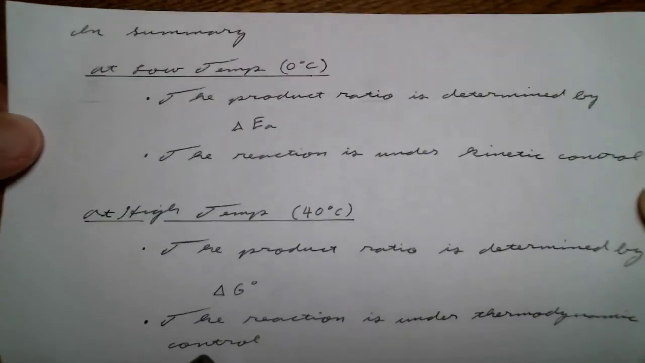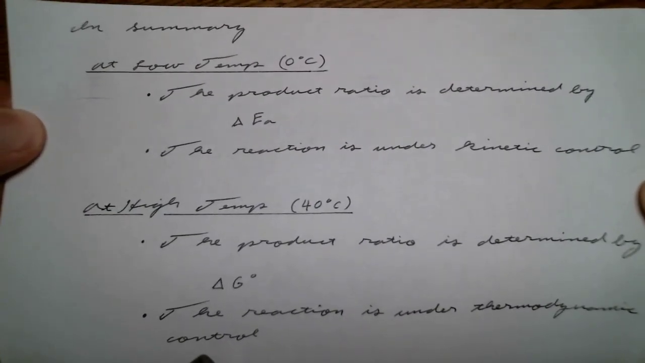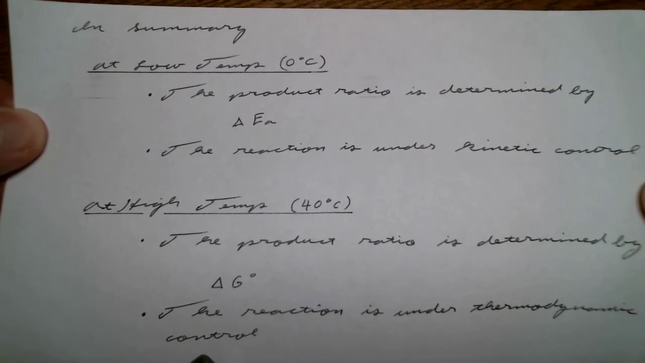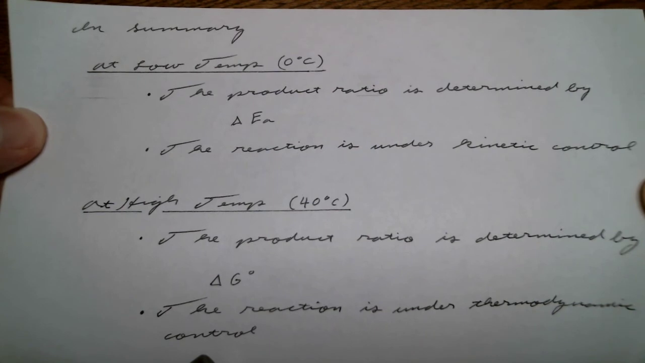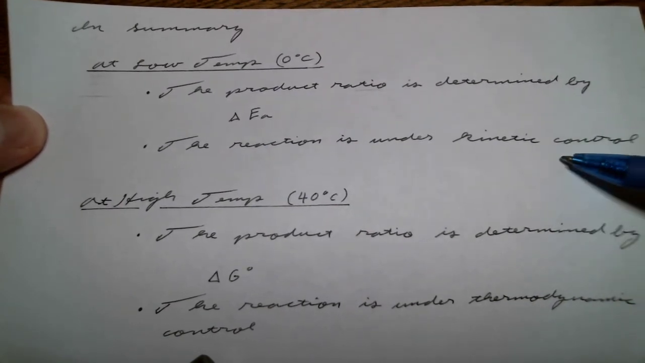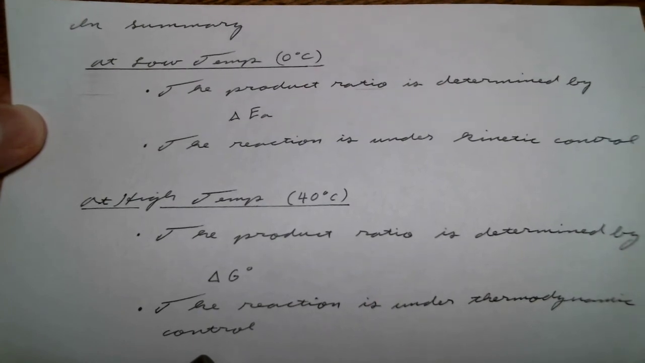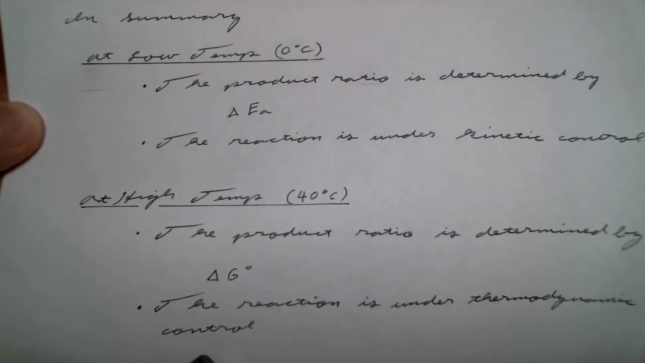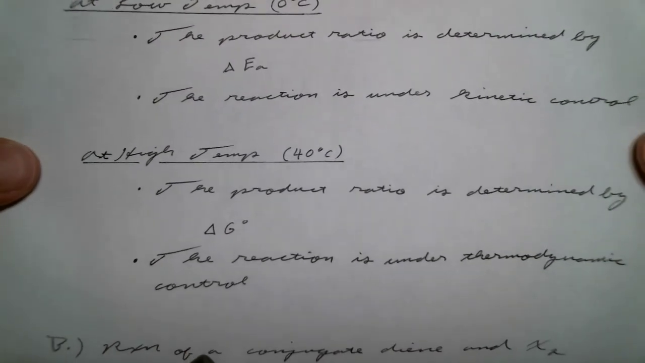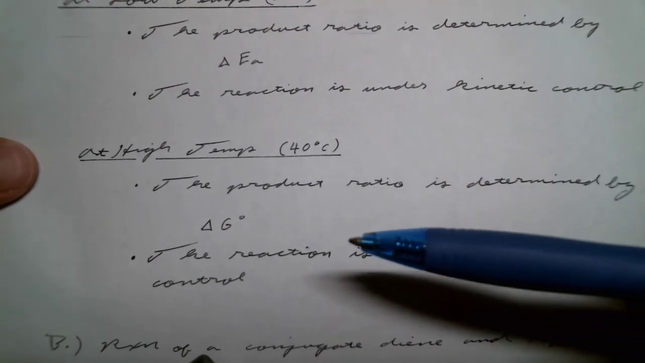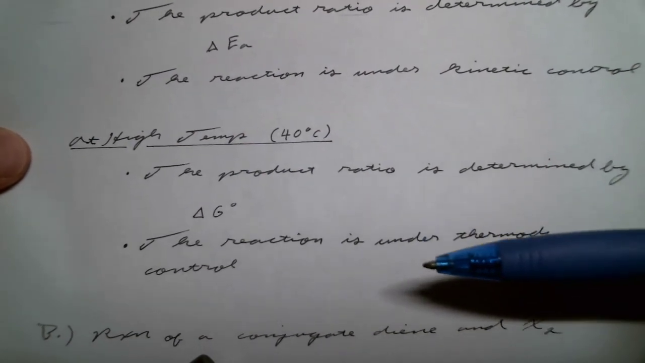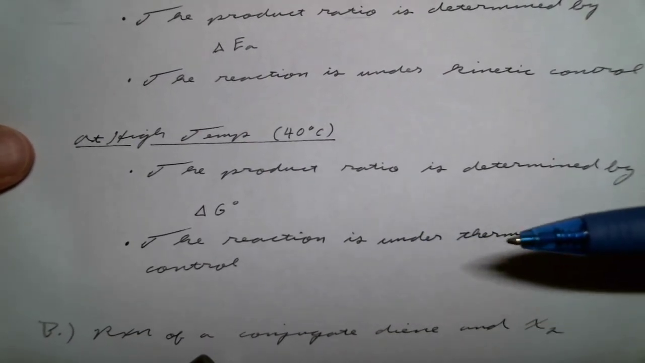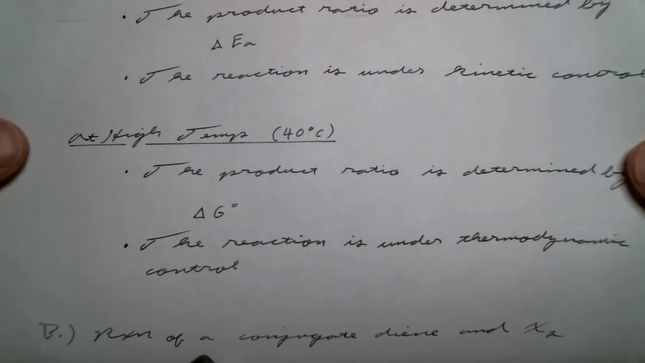In summary, at low temperature, 0 degrees C, the product ratio is determined by the difference in activation energies. We prefer the lower activation energy pathway, which is the secondary allylic carbocation. The reaction is said to be under kinetic control under those conditions. At higher temperatures, like 40 degrees C, the product ratio is determined by delta G. That's the difference in product energies. And the reaction is said to be under thermodynamic control.